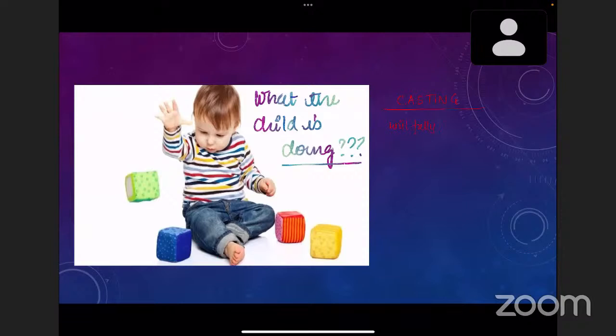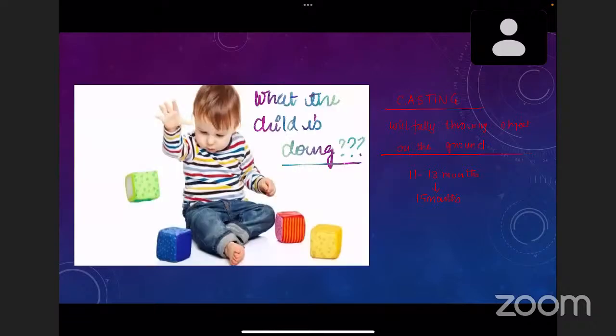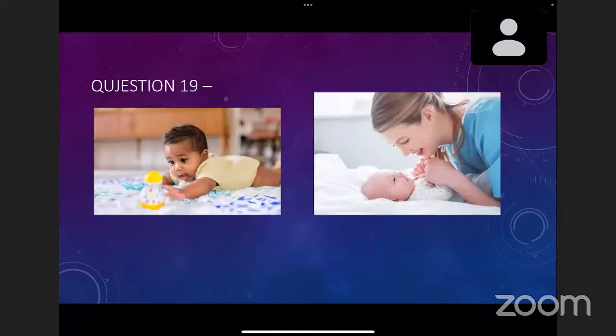Willfully throwing an object on the ground is known as casting, and it is acquired between the age of 11 to 13 months, latest by 15 months. Right? So mostly we are coming to the end of the development part. Only the growth part is left.